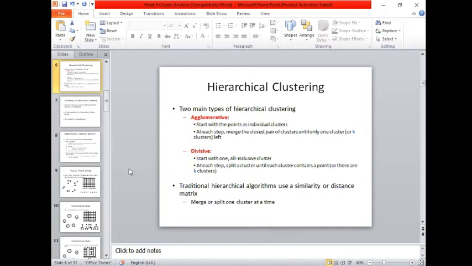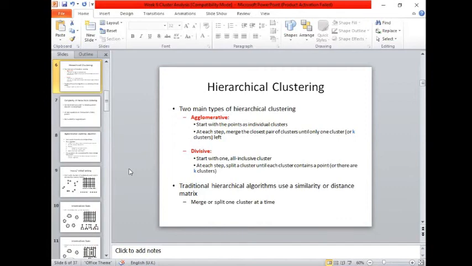So hierarchical clustering has the following types: we have the agglomerative and divisive. The agglomerative is a hierarchical clustering that starts with the points as individual clusters, and at each step, it merges the closest pair of clusters, which are similar, until only one cluster remains. While the divisive starts with one all-inclusive cluster, and at each step, we split a cluster until each cluster contains a single point. So the divisive is splitting a cluster, while the agglomerative is merging the closest pair of clusters into one.